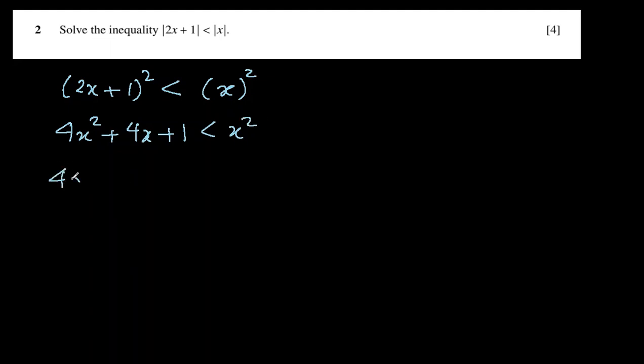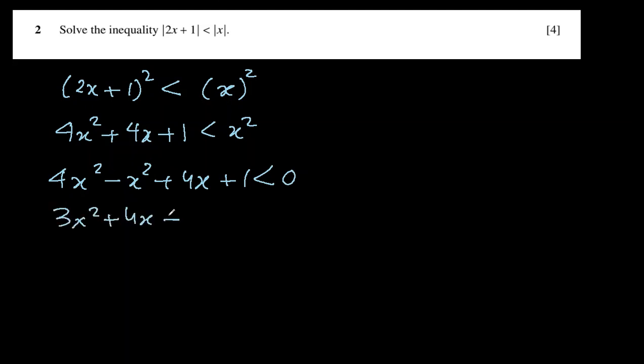Okay, let's bring that x squared also to the left side. Minus x squared plus 4x plus 1, which will be 3x squared plus 4x plus 1 less than 0. Next step to solve this inequality, mind it, the original was absolute, not quadratic. So we must find roots before we can decide where the solutions are.